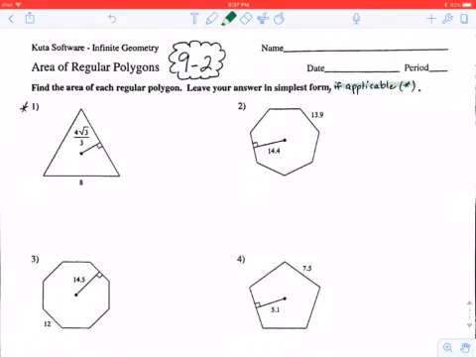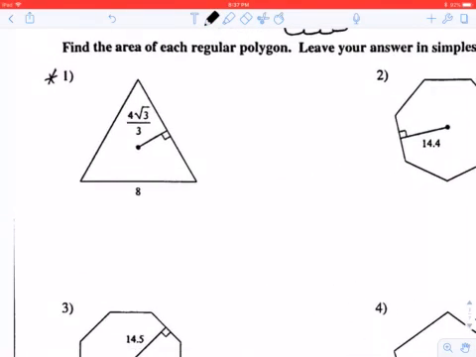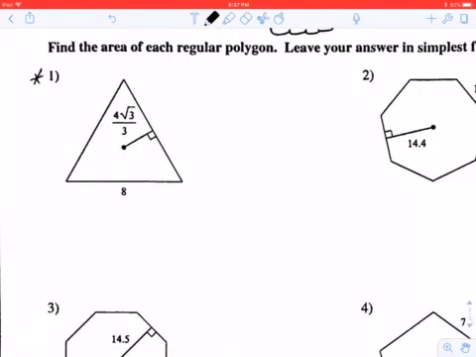if applicable, meaning any ones that have this little asterisk, little star next to it, you should keep that as simplest radical form. Okay, so that's going to be number 1, because you see we have this square root of 3 here. Like all of these regular polygons here, our formula is going to be AP over 2.